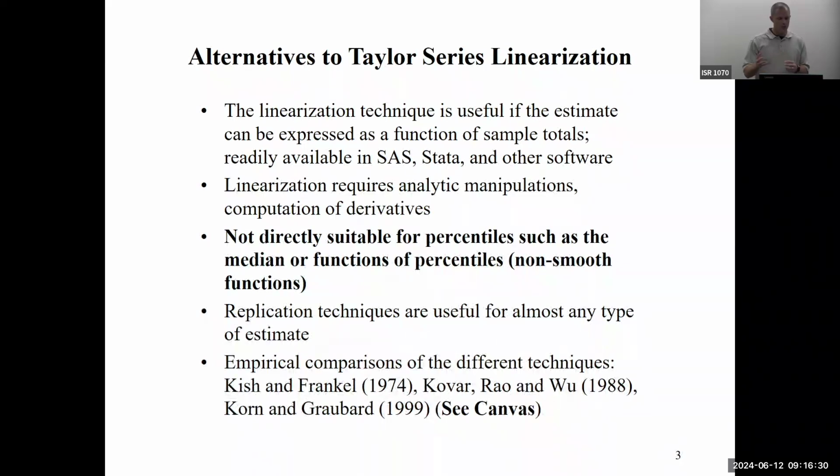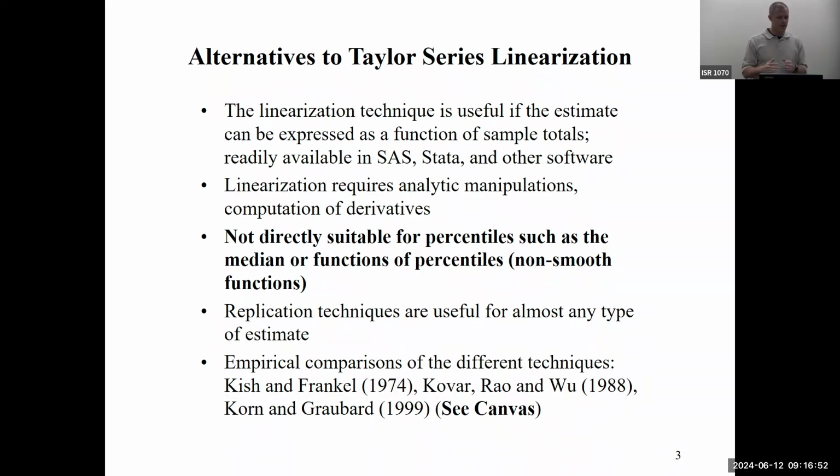problems. Over the years, there have been a number of empirical studies comparing linearization with these other replication methods to see how well they perform. The vast majority of the conclusions are that the performance is nearly identical for the vast majority of different estimates. Okay? We'll talk about the implications of that.